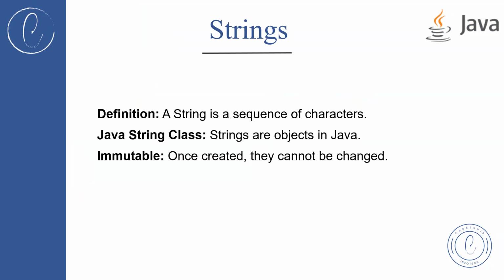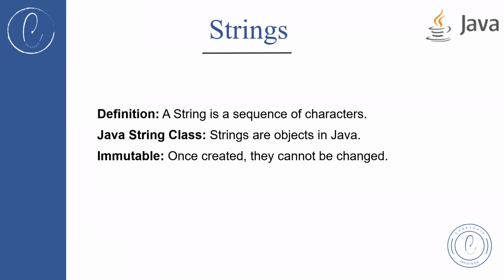So what is a string? A string is a sequence of characters that is used to represent text. If you have to write a simple character, then we use characters. But if we have to write a sequence of characters like a word, for that we use strings. So the simple definition of string is a sequence of characters that is used to represent text.